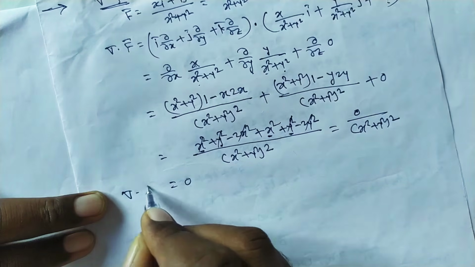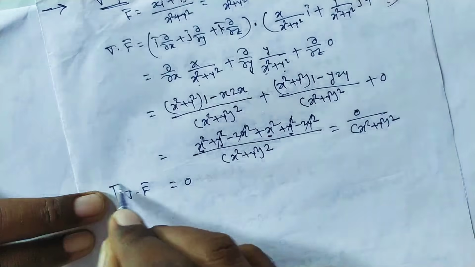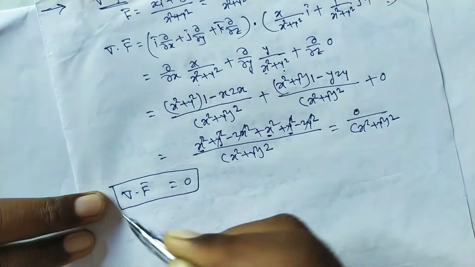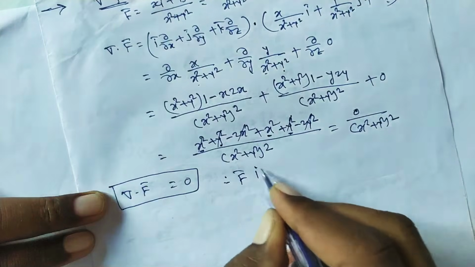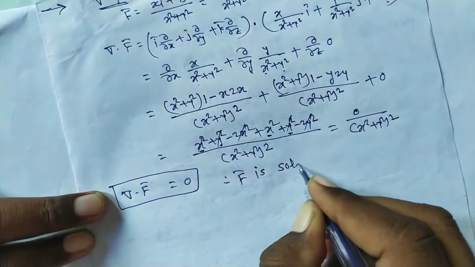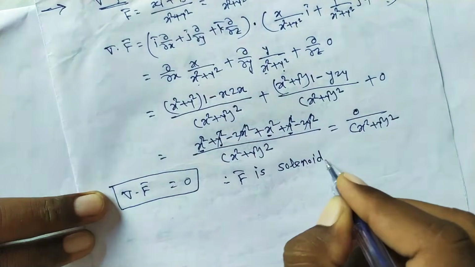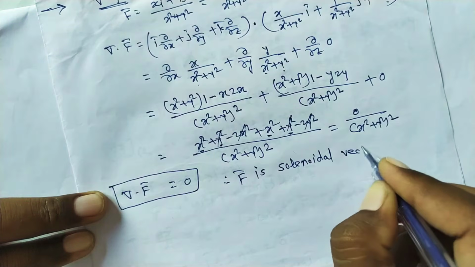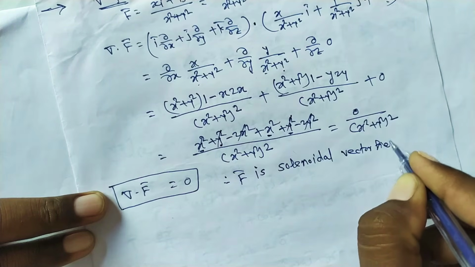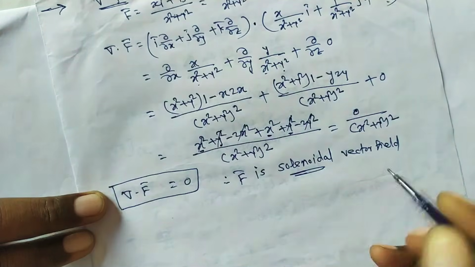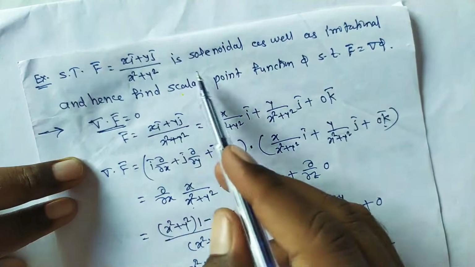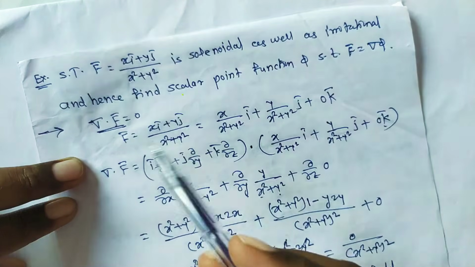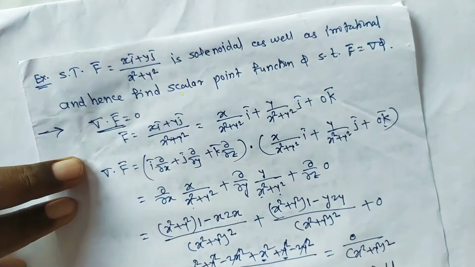So from this we get del dot f bar equal to 0. And if del dot f bar is 0, then we can say that f bar is solenoidal. F bar is a solenoidal vector field. Okay, so the first part is over here. Our question was, show that f bar is solenoidal as well as irrotational. So f bar is solenoidal here, the first part is over.